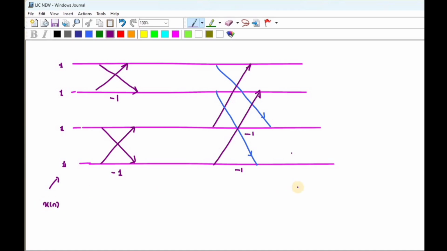After applying the bit reversal, since all the values are 1, even if you change the bit order, you will get 1 only. So you just add these values, and you will get 2. If you add these two values, you will get 2.